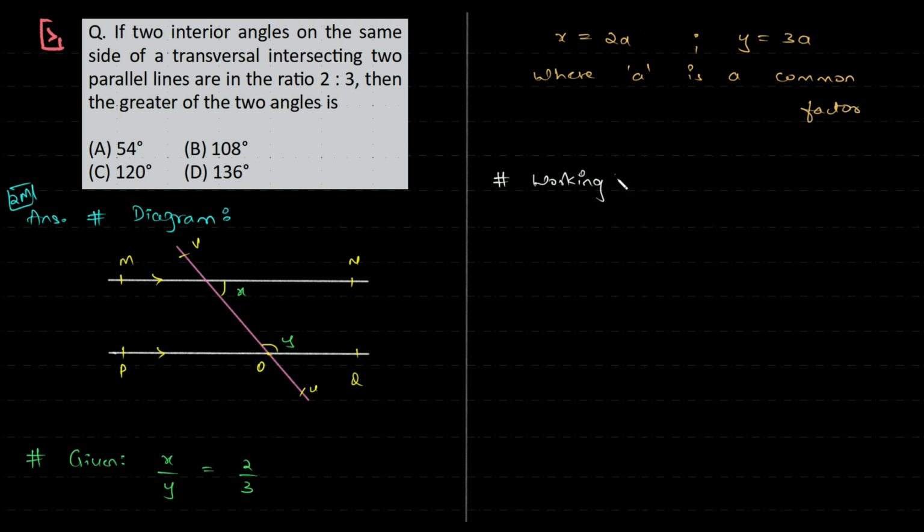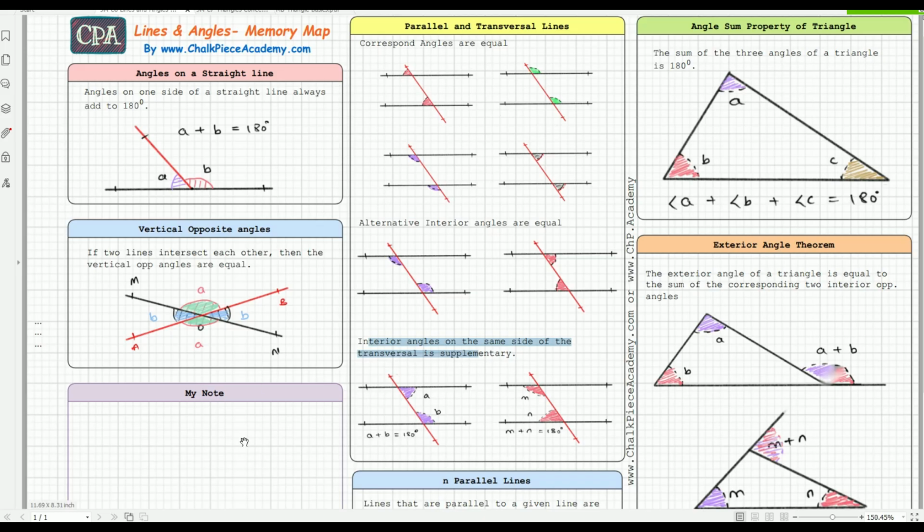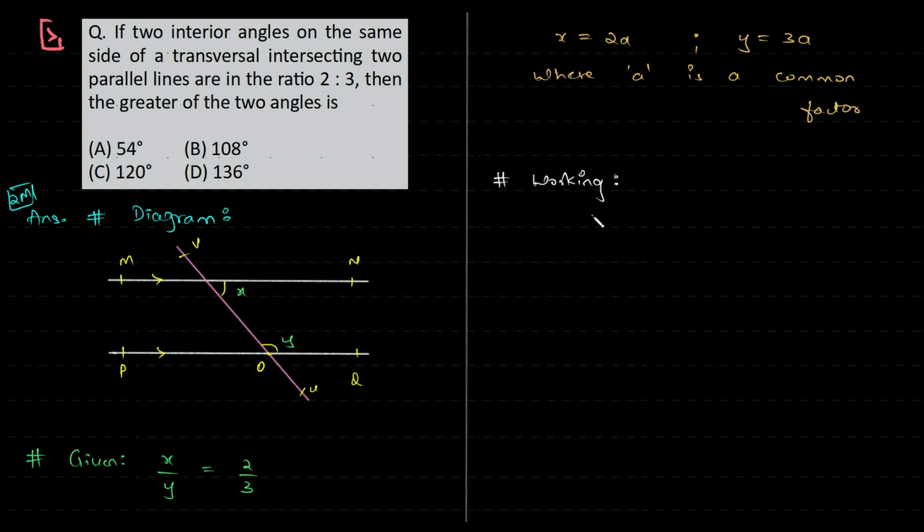So what is the concept that we have to use? Obviously it has to do with parallel lines and a transversal. In that, what do we have to use? Yes, interior angles on the same side of a transversal are supplementary. That is, A plus B is equal to 180 degrees, or if you take the other side also, those two angles should add up to 180 degrees. So we have X plus Y, that should be equal to 180 degrees, right? We need to write the reason.